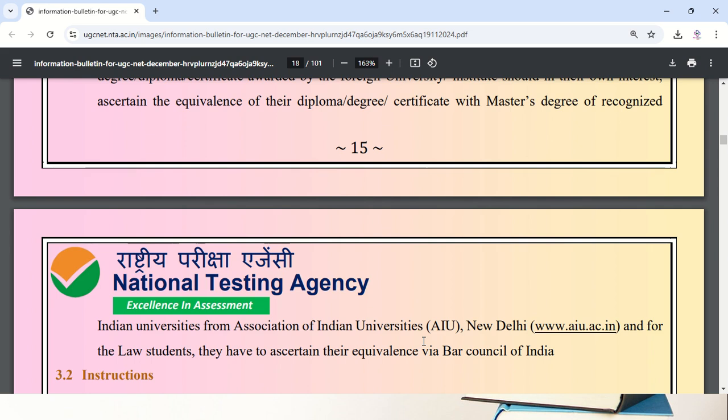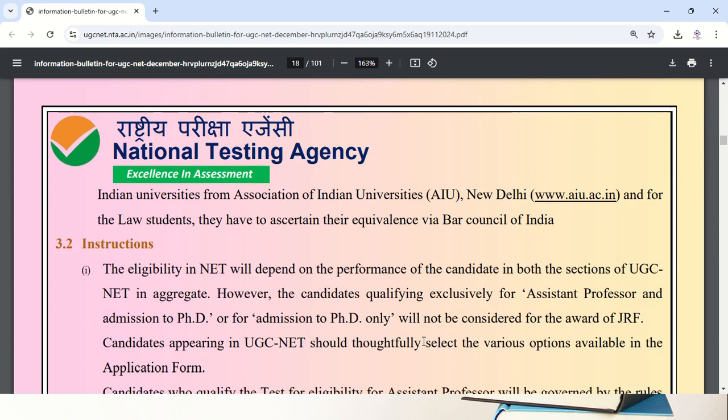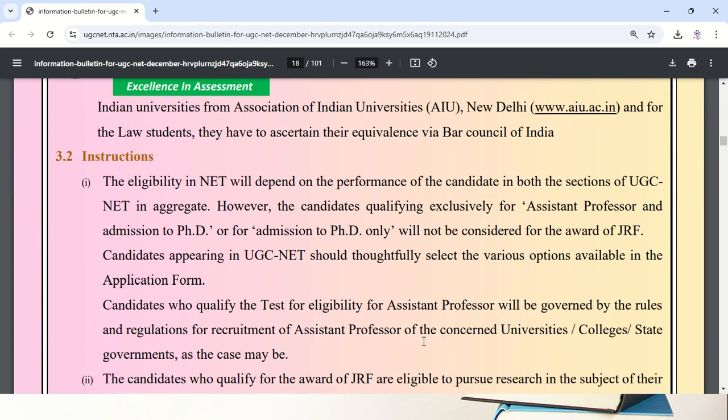If you are checking and suppose there is any query, UGC customer care help desk will be there. From there also you can get the information, and after that you can apply, suppose you studied from outside the country.